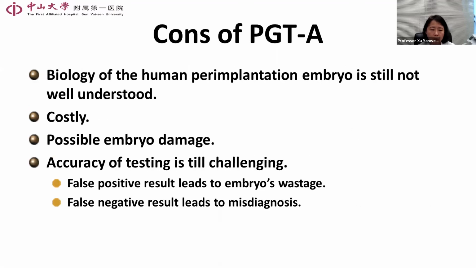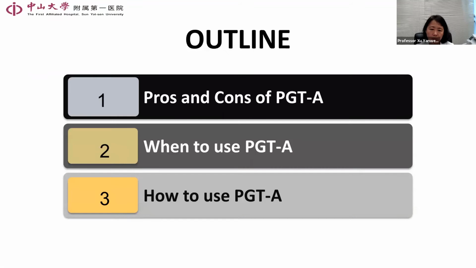However, the biology of the human implanting embryo is still not well understood. We are facing the problems caused by mosaicism, and PGT-A, of course, costing and possible embryo damage that I have mentioned, and most importantly, accuracy of testing is still challenging. We have false positive results leading to embryo wastage, and we have false negative results leading to misdiagnosis.